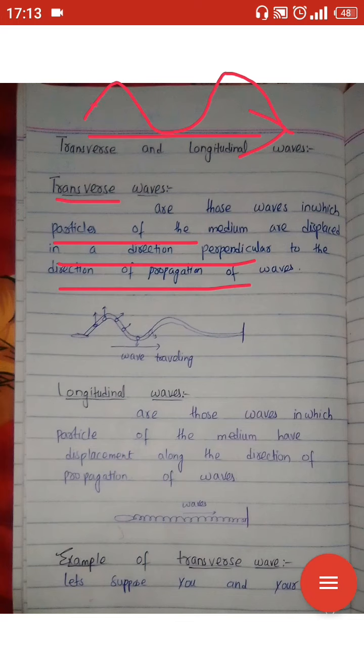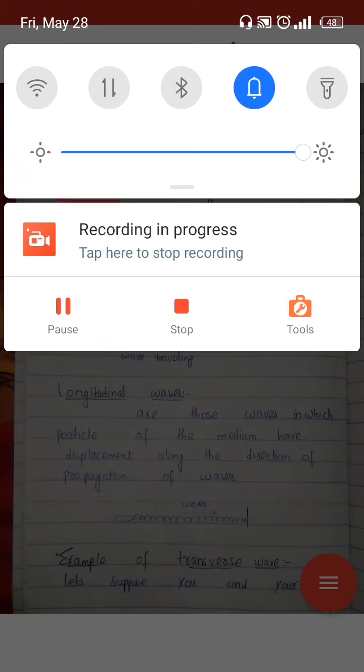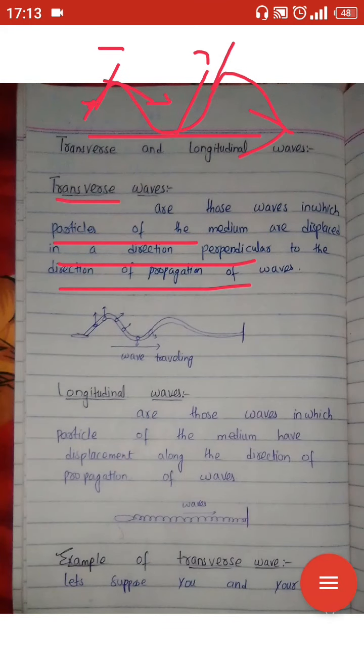For example, this is a particle. Here's a particle. So the particle is moving like this. Here, then it goes there, then it goes there, and then there. So you can see from these directions that the particle is moving perpendicular to the direction of propagation of the wave, because the wave is propagating in this direction. The wave is propagating in this direction, but the particle is moving like this, then like this, and then like this.